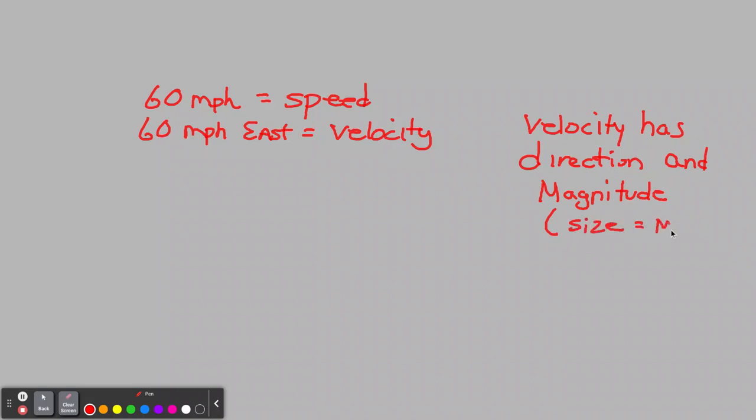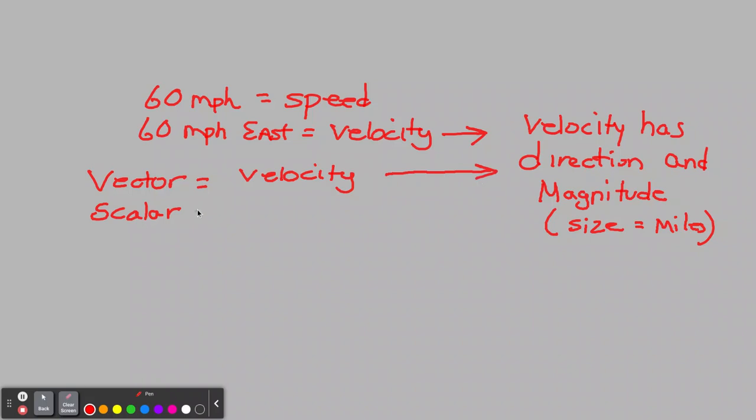It also could be in miles, right? So the magnitude is 60 miles. That's magnitude. But remember, velocity doesn't just have magnitude, it has direction. So you're going 60 miles per hour east is velocity. You'll also hear the words vector and scalar. We'll talk about those in other videos. So velocity is a vector because vectors have magnitude and direction, where speed is a scalar. It only has magnitude. Keep that in mind.